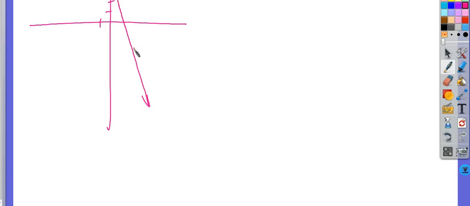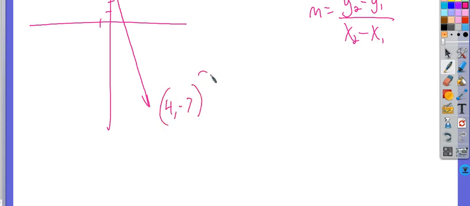Is the point 4, -7 on the same line? So if we were to keep going in this direction, would we go through 4, -7? Let's try and use this thing that we just learned, or were just reminded of. So we could use that. Is 4, -7 on this line?